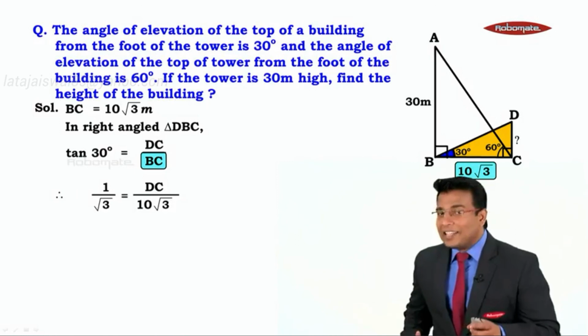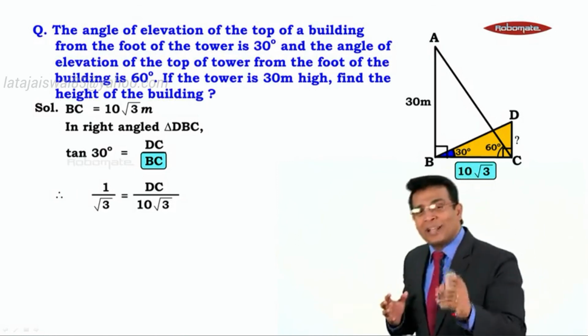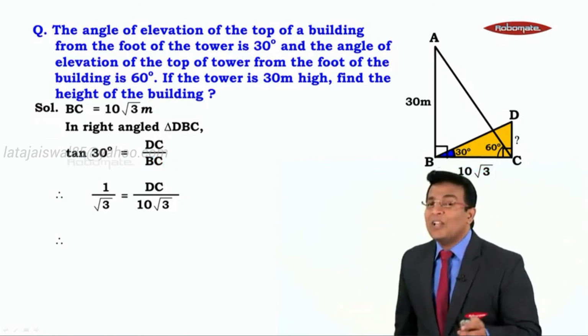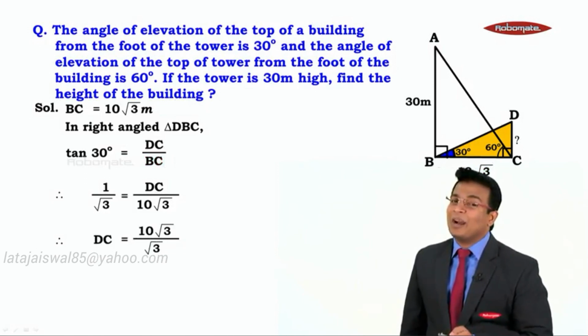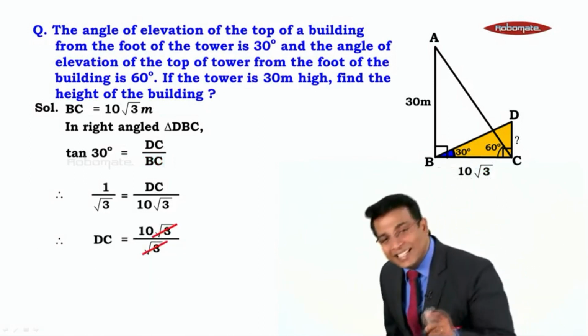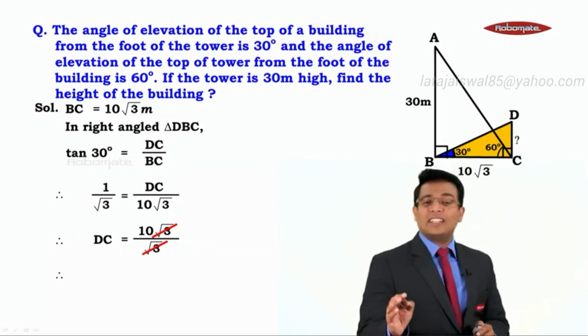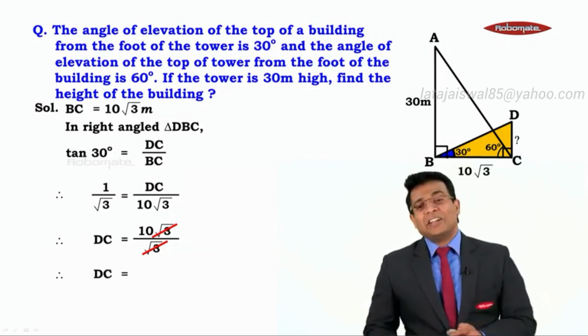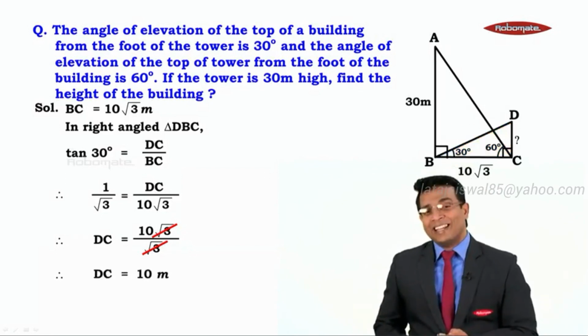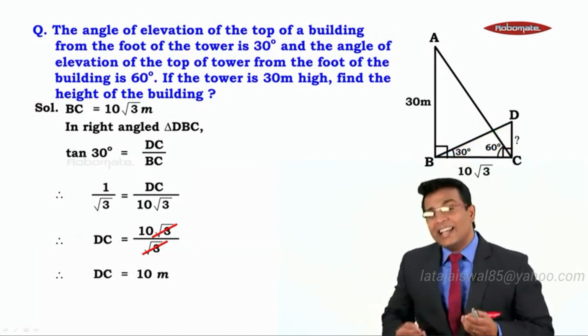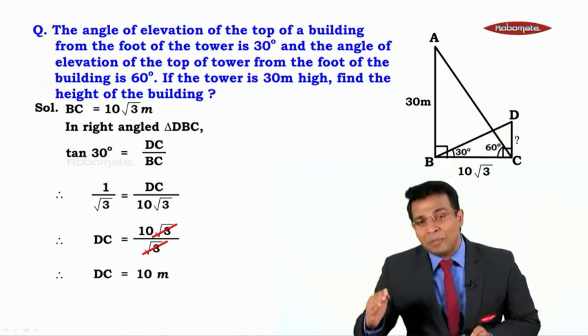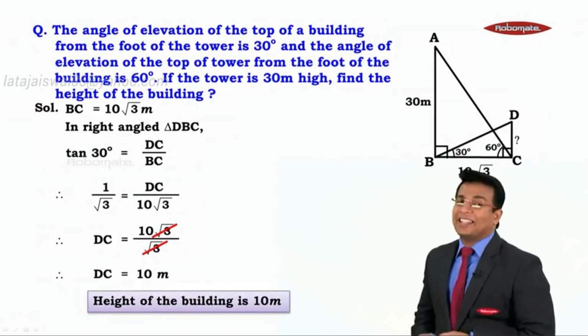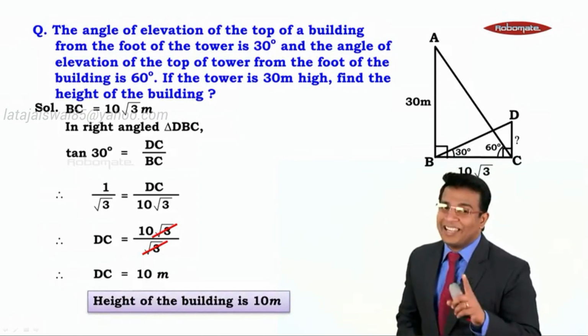Now isn't that easy? Very simple, right? So keep DC on one side, 10 root 3 moves on to the other side. So we get DC is equal to 10 root 3 upon root 3. Root 3 and root 3 get cancelled. And now we get DC is equal to 10. Now students, that is what you were supposed to find. That means now we can say that DC, which is nothing but the height of the building, is 10 meter. And that's the sum. Wasn't that easy? A very interesting sum, right?